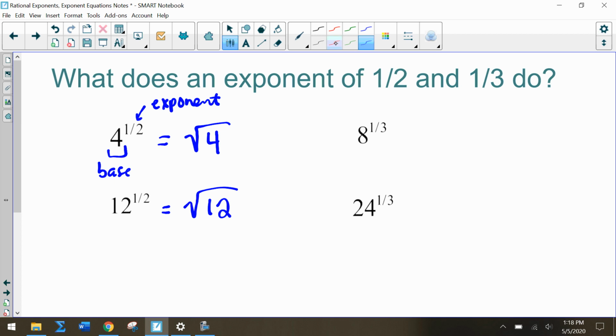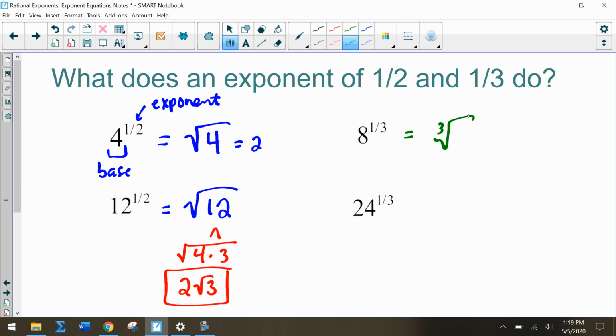And then we can simplify the square root of 12. I know factors of 12 are 4 and 3, so I have 2√3 that this simplifies into. And kind of going back to that one, the square root of 4 is 2. So if on the left we see the 4 to the 1/2 and 12 to the 1/2 are square roots, what do you suppose 8 to the 1/3 is? 8 to the 1/3 is a cubed root, and the cubed root of 8 is 2.